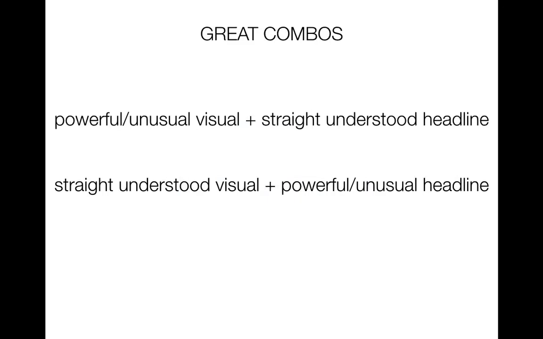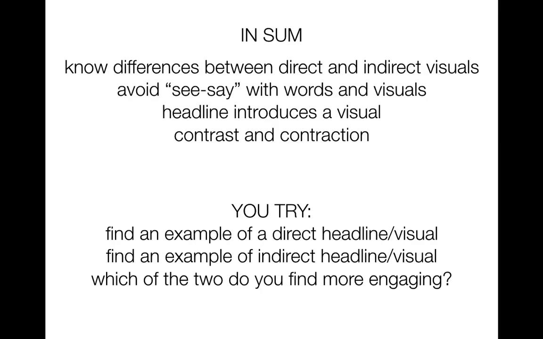And again, let me stress this enough. With powerful and unusual visuals, you need to have a straight, understood headline. If you're using a straight, understood visual, then have a powerful and unusual headline. So in sum, you need to know the difference between direct and indirect visuals. We need to avoid what's called see-say, where the headline says one thing and then our visuals just show that exact same thing. It's sort of the see Spot run, and then you actually see the dog running. We want to try using a headline that introduces a visual and have a contrast and a contradiction between your headlines and your visuals.